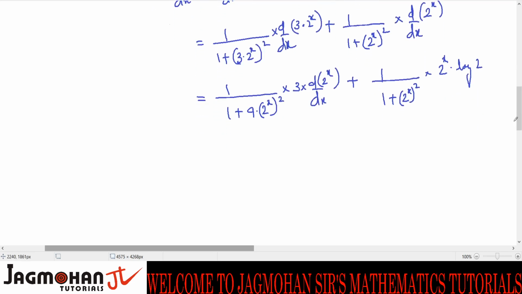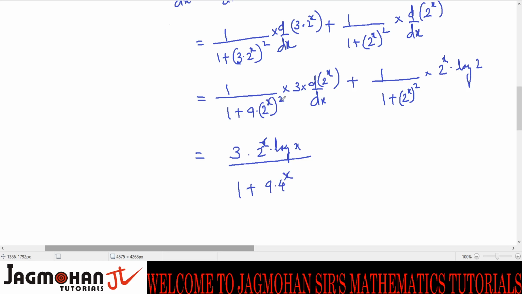I get here 3 times d by dx of 2 raised to x, which is 2 raised to x log 2, which makes the whole numerator 3 into 2 raised to x into log 2 upon 1 plus 9 times 4 raised to x. How 4 raised to x, students? As you know, 2 raised to x the whole square.